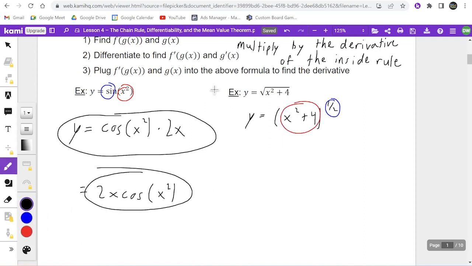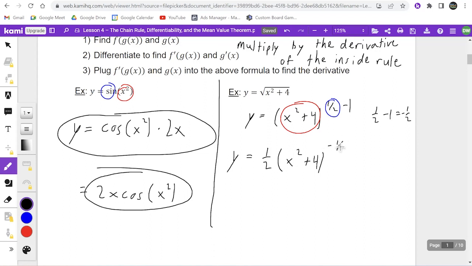I deal with the outside first, and that's a power rule. The power rule just says bring the 1/2 out in front times the original x squared plus 4. Don't change that. Keep it the same. And don't forget, 1/2 minus 1, because the power rule says subtract 1 from the power. So 1/2 minus 1 is negative 1/2. Hopefully I don't need to explain that. So negative 1/2 power times the derivative of x squared plus 4. That is 2x plus 0, or I'll just write 2x.